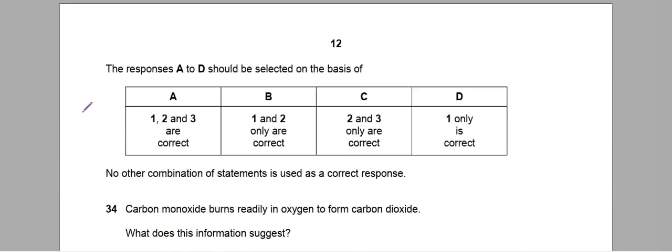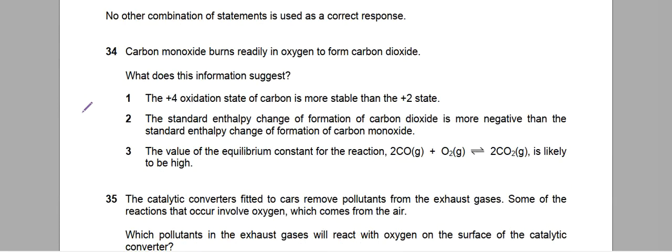34. Carbon monoxide burns readily in oxygen to form carbon dioxide. The oxidation state of carbon in CO2 is +4, in CO is +2. So this is more stable, yes, because it has double bonds. Standard enthalpy change of formation for carbon dioxide is more negative than that of carbon monoxide, because carbon dioxide is more stable, so also yes.